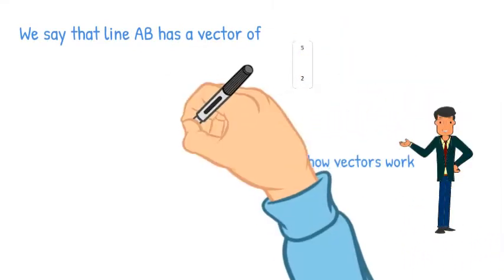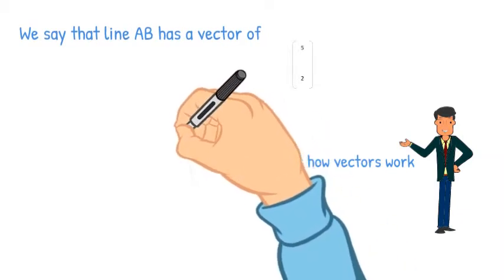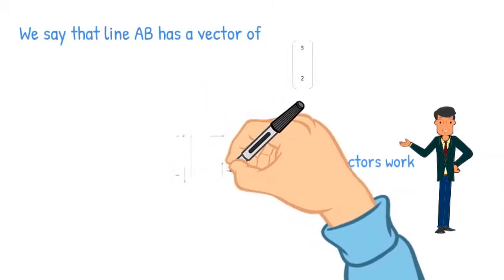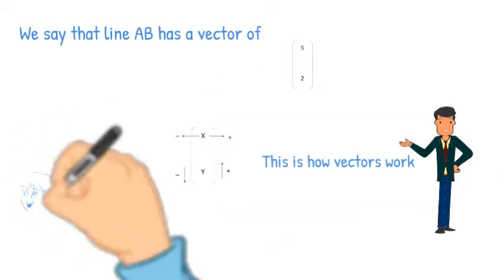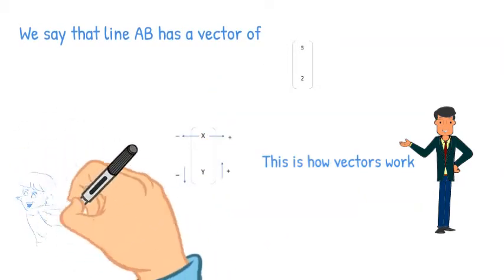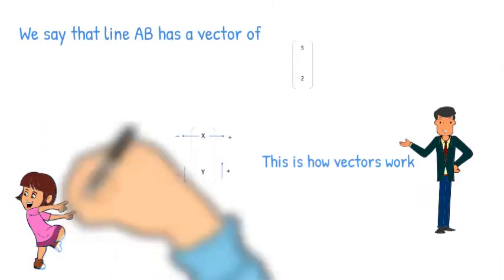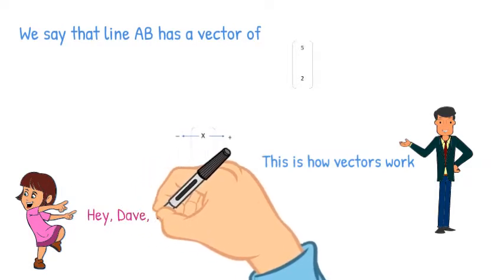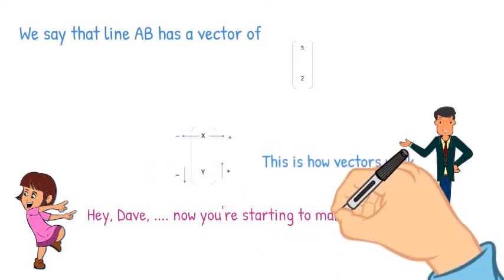If you move forward along the x-axis, the figure is given a positive value. If you move backwards, it is given a negative value. If you move up the y-axis, it's given a positive value. If you move down the y-axis, it's given a negative value. Okay?